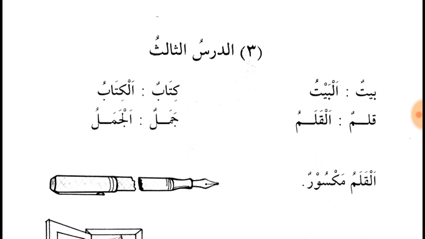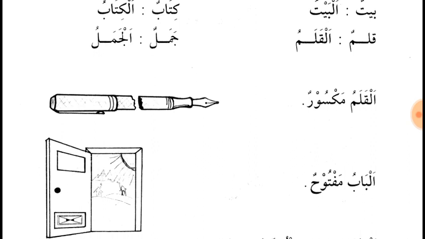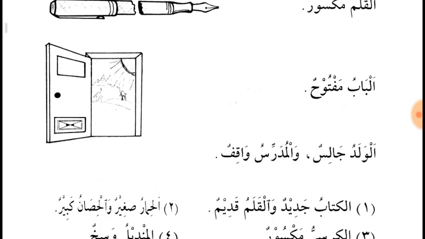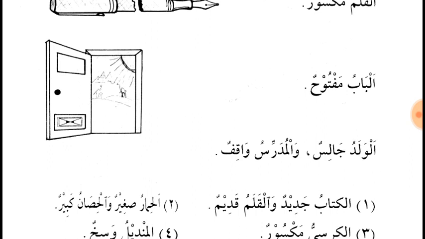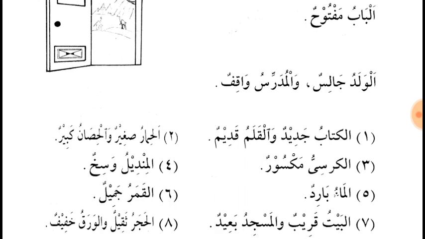Qalamun, al-qalamu. A pen, the pen. Jamalun, al-jamalu. A camel, the camel. Al-qalamu maksurun. Is this a broken pen? The pen is broken. Al-babu maftuhun. The door is open. Al-waladu jalisun, wal-mudarrisu waqifun. The boy is sitting, while the teacher is standing. Yes.